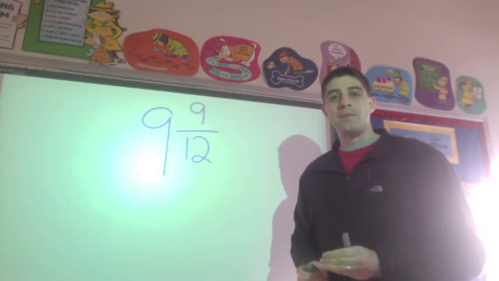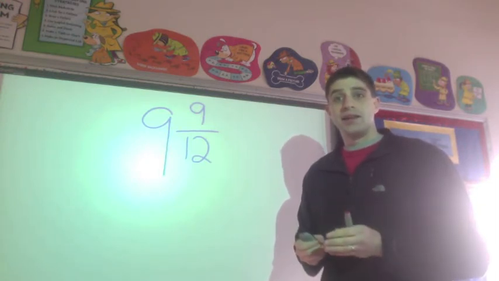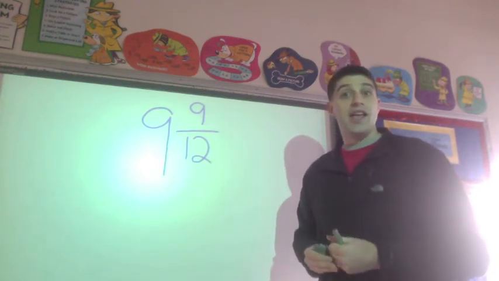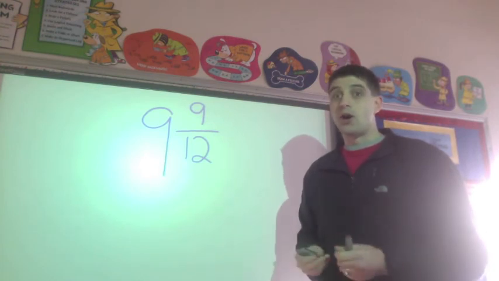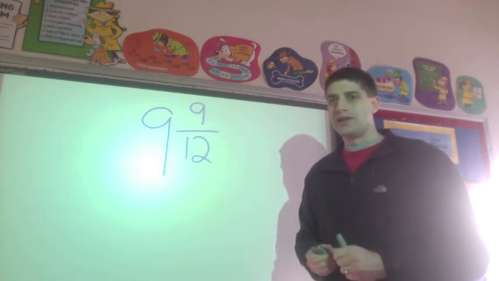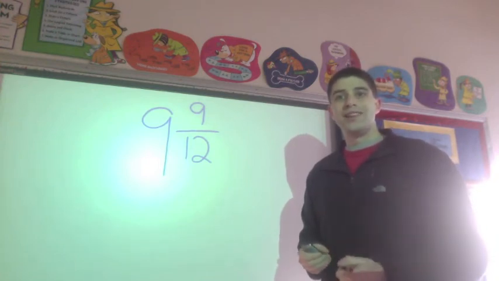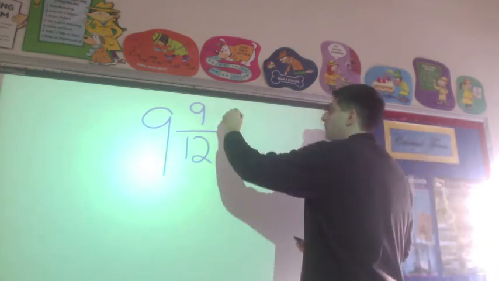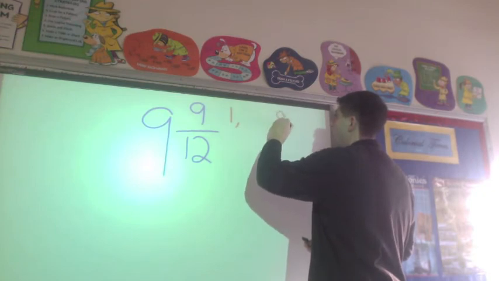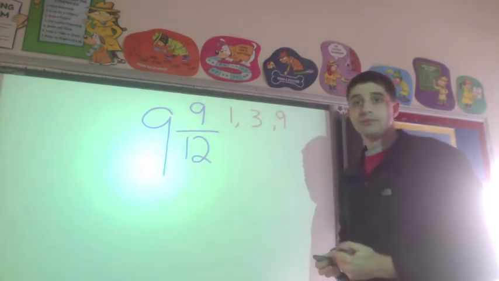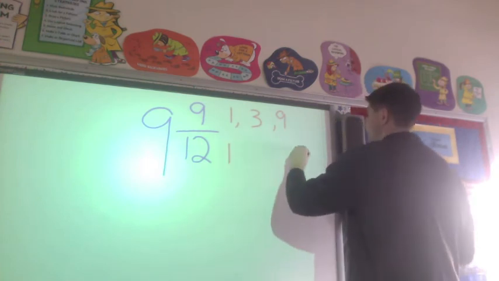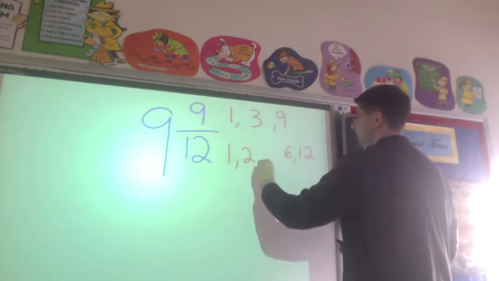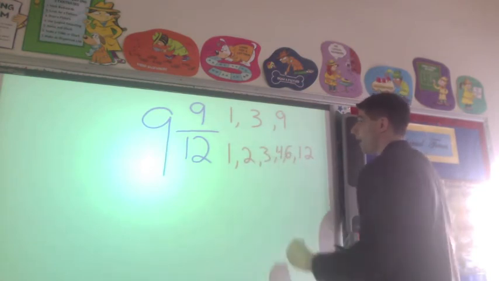But remember, I'm not done yet. I have to find the greatest common factor. I have to see if 9/12 can be simplified. If my greatest common factor is 1, well then I know I'm done. But I have a feeling our greatest common factor is not 1. So why don't we list the factors for 9 and list the factors of 12? Kind of a little bit of a refresher. For 9, I have 1, 9, and 3. For 12, I have 1, 12, 2, 6, 3, and 4.